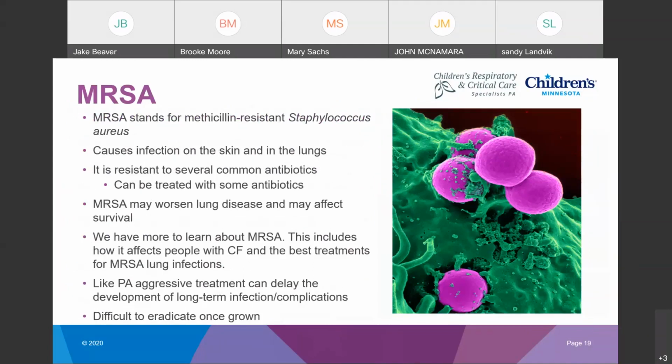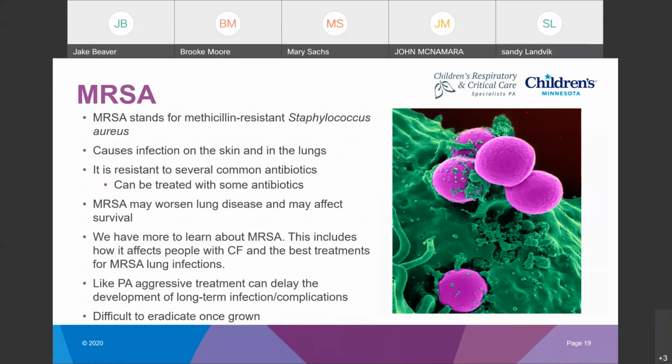MRSA, or methicillin-resistant Staphylococcus aureus, is a type of Staphylococcus that is resistant to oxacillin or methicillin. It causes skin infections in the general population and can cause pneumonia in the general population, but in the CF population tends to cause infections mostly in the lungs or sinuses. It can be resistant to several common antibiotics, not just oxacillin, but typically there are some antibiotics that can be used to treat it. It has been shown to worsen lung disease and impact survival in people with CF.